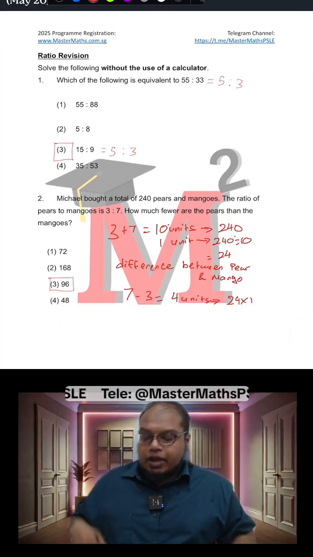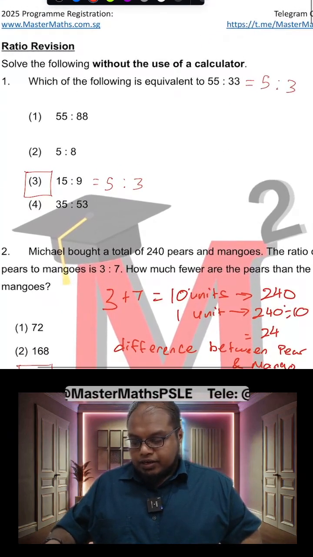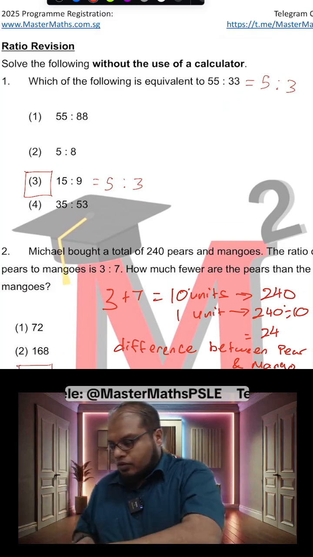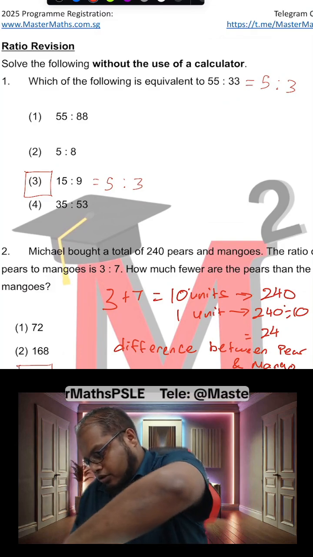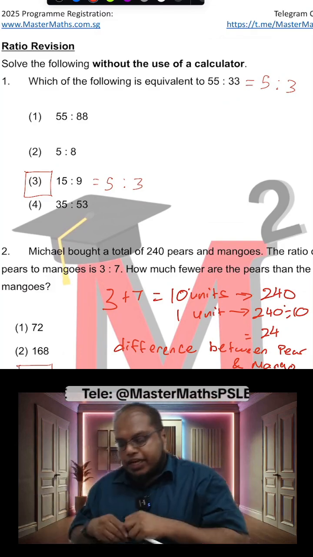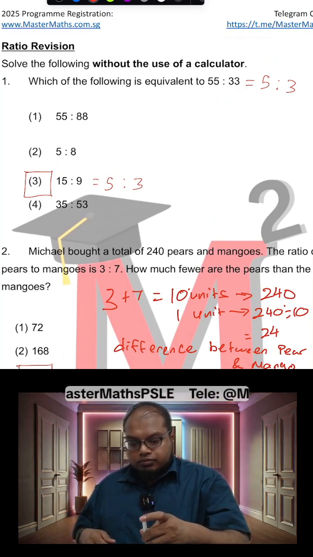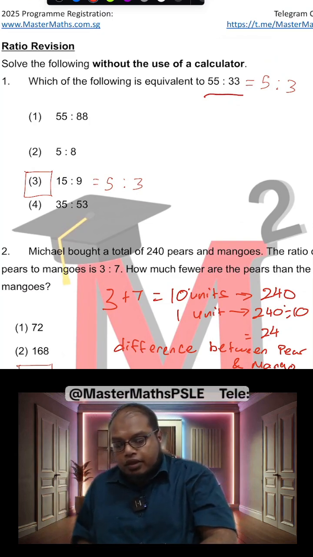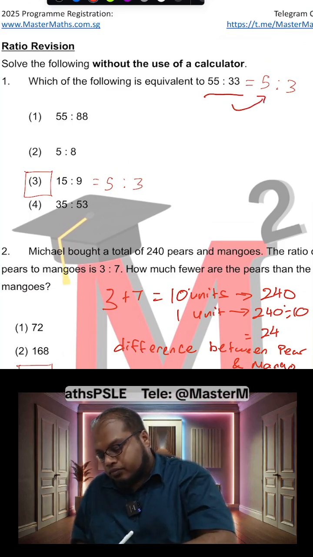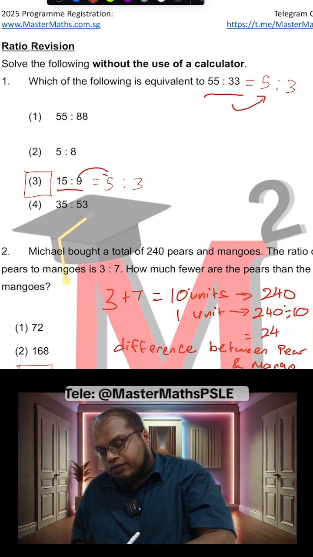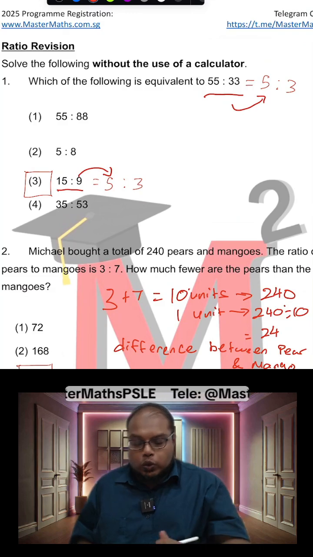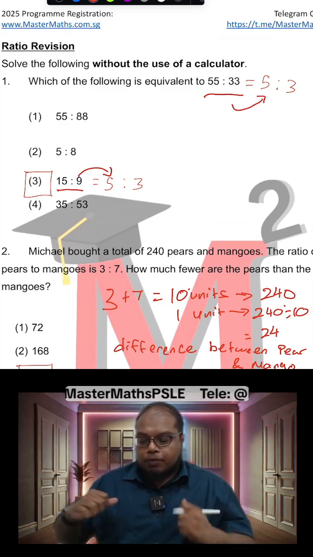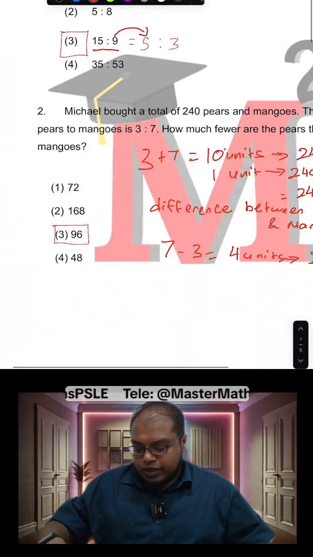Okay, so the first one just now, I was mentioning equivalent ratio. Basically, they share the same simplest form. So 55 is to 33, we divide by 11, and we get 5 is to 3. 15 is to 9, simplest form is 5 is to 3 also. Okay, that is what I mean by equivalent ratio. They share the same simplest form. Alright, now the next question.